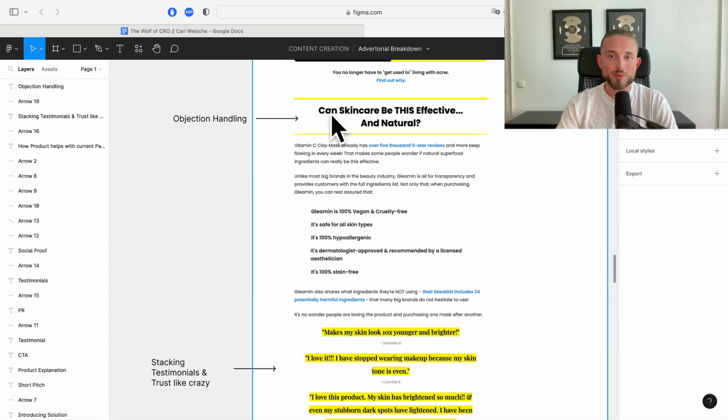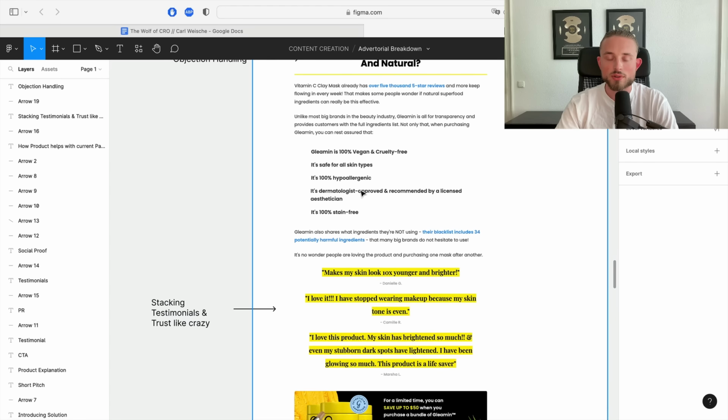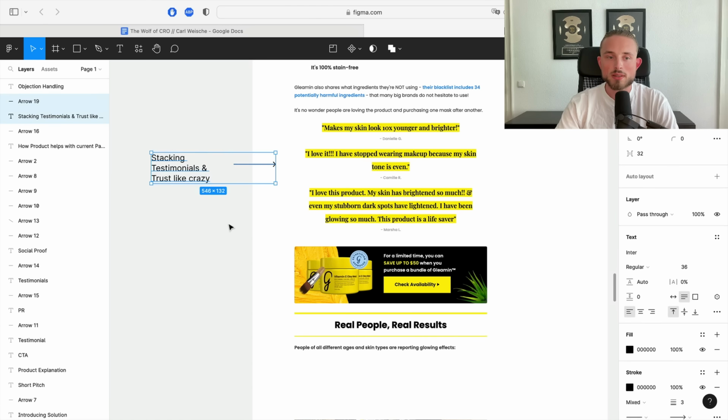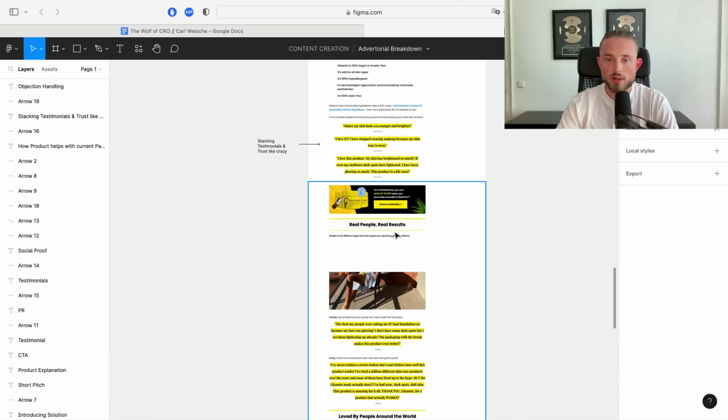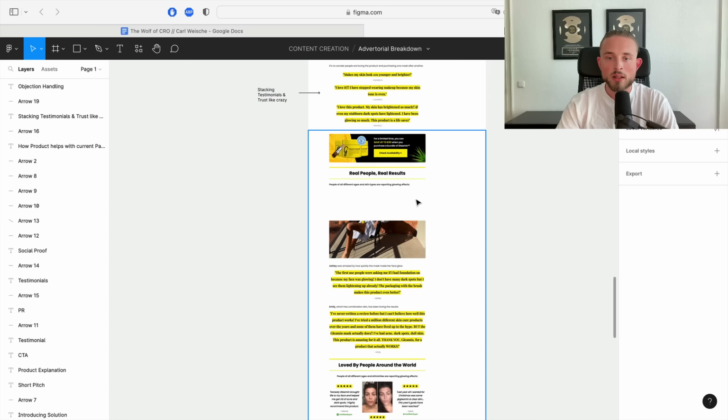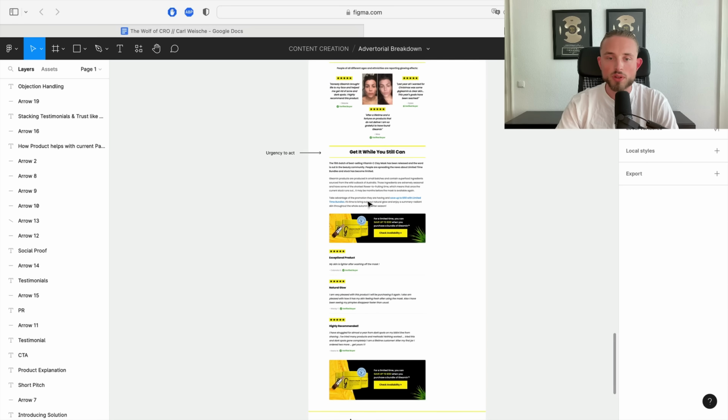If they talk about all of this and all of the benefits and it's this effective, can it be natural, right? And then again, we have this trust building section where we talk about how it's vegan, cruelty-free, hypoallergenic, 100% stain-free, dermatologist approved. And then again, we stack testimonials and trust down here like crazy, right? You can see dozens and dozens of testimonials.